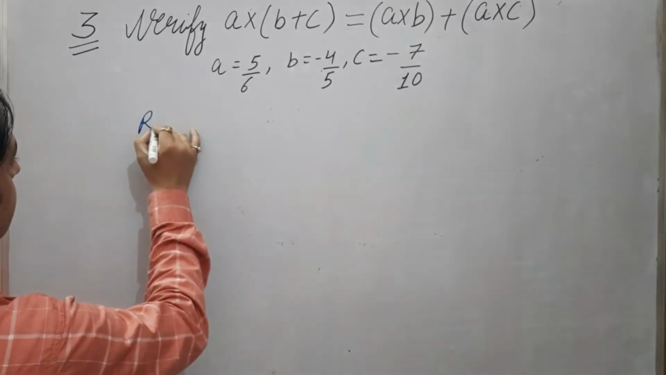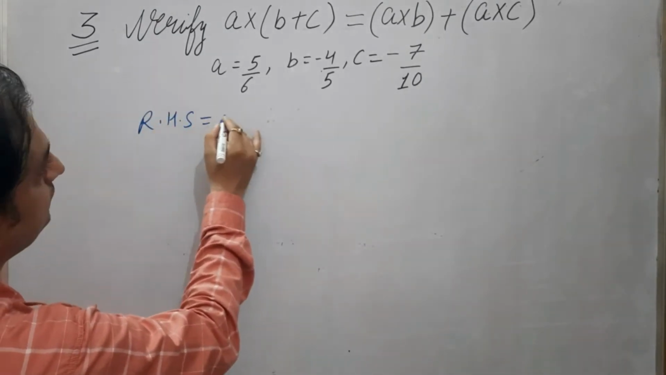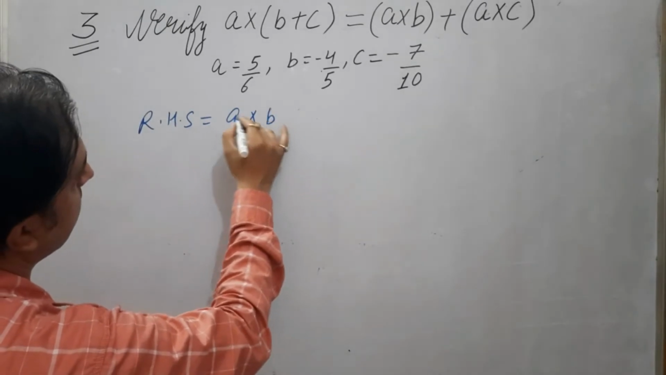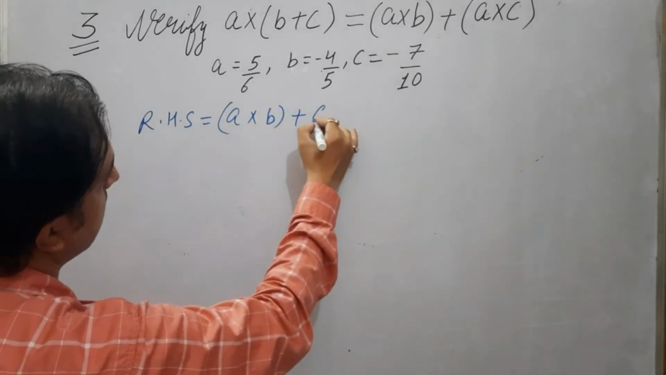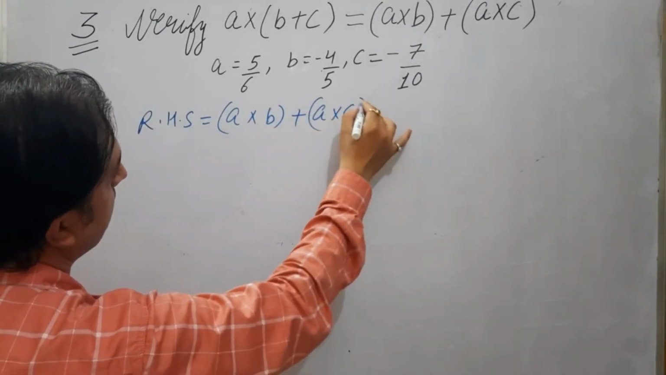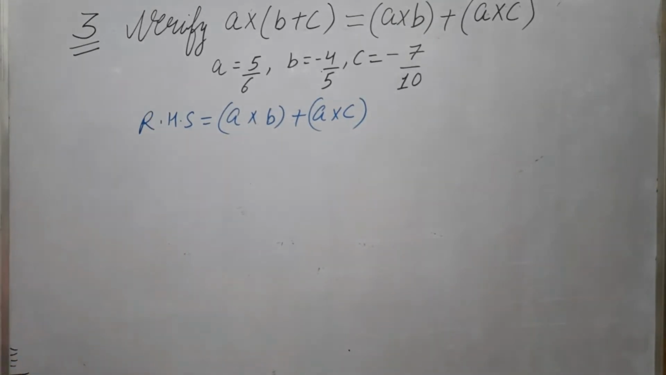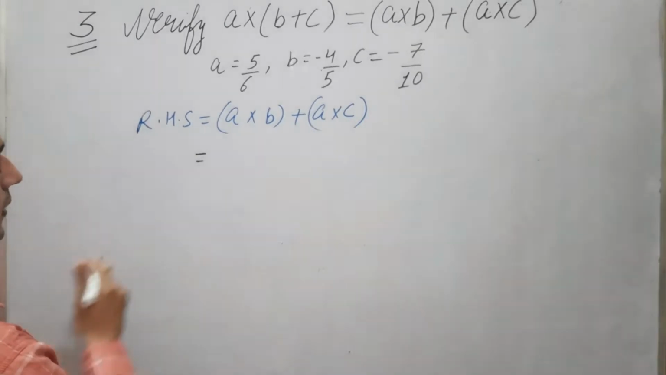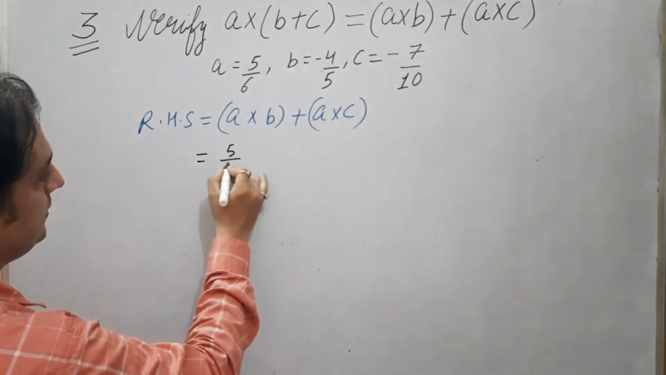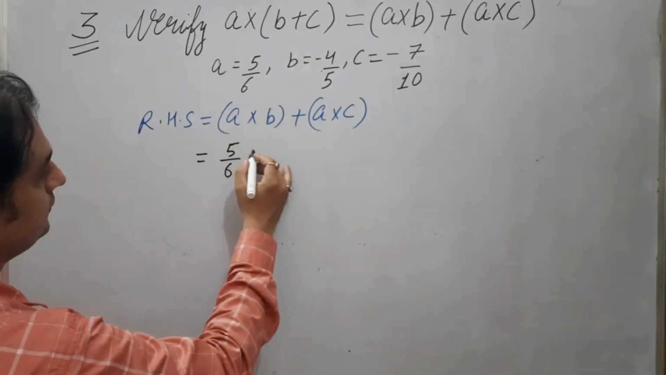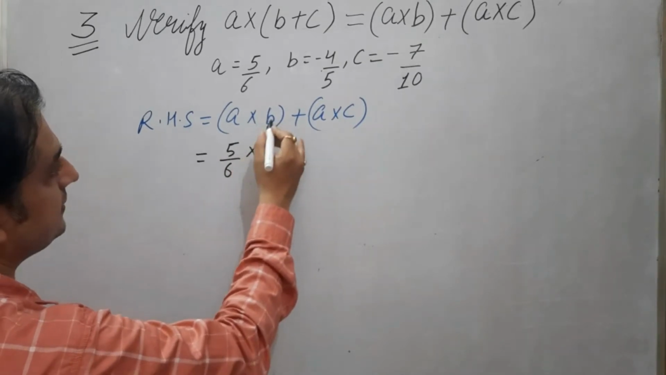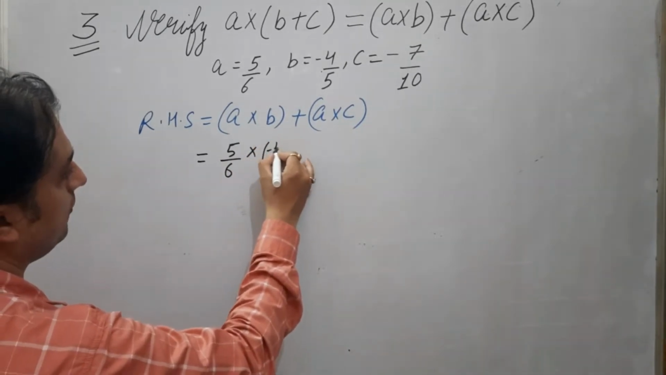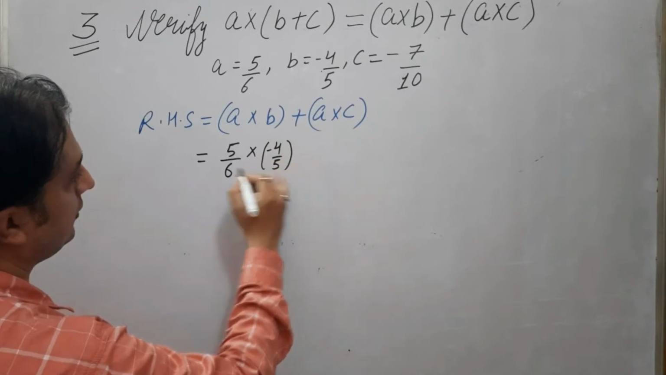Right hand side, that is what? A multiply B plus A multiply C. A multiply B and A multiply C. Just substitute the values. A is 5 upon 6, multiply B is minus 4 upon 5. So put it in the round bracket.